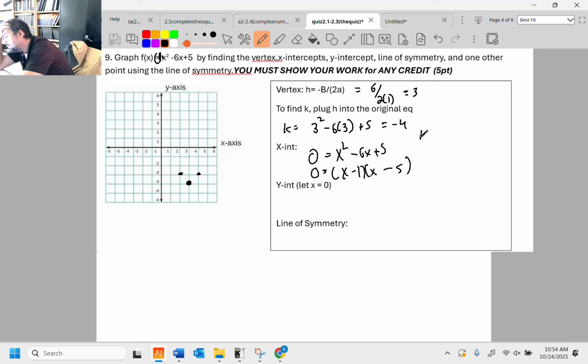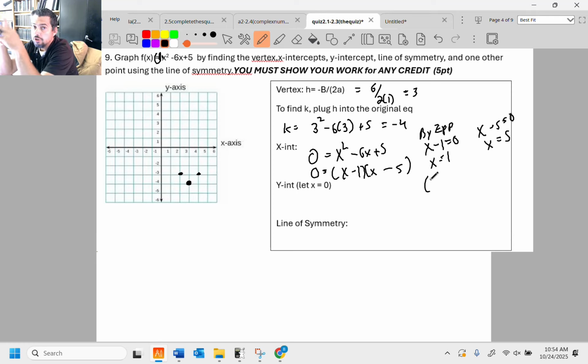So by ZPP, x would be positive. Well, let me write it out. Some of y'all are a little slow. x minus 1 is 0, or x minus 5 is 0. Add 1 to both sides, x is 1. Add 5 to both sides, x is 5. If you like ordered pairs, and you should, it would be (1, 0) and (5, 0). The y-intercept, you let x be 0.